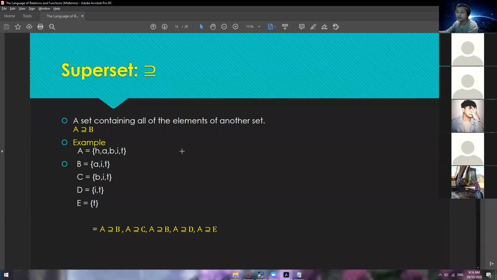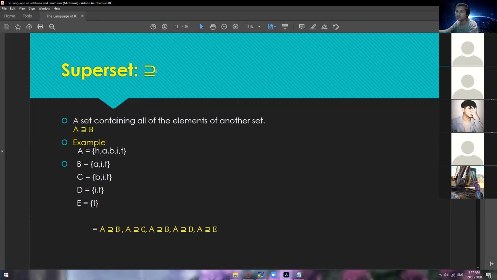Alright, so kanina pa ako sabi sa superset. Pag sinabi natin superset, yun yung father set. Okay, or yung pinaka-main set na pinagkukumpira natin. So, ito yung symbol ng superset natin. So, kabaliktaran siya ng subset. Okay. So, you could say here that a set containing all of the elements of another set. Okay. So, in here we have A is the superset of B, C, D, and E. Okay, kasi subset niya lang tong B, C, D, E.